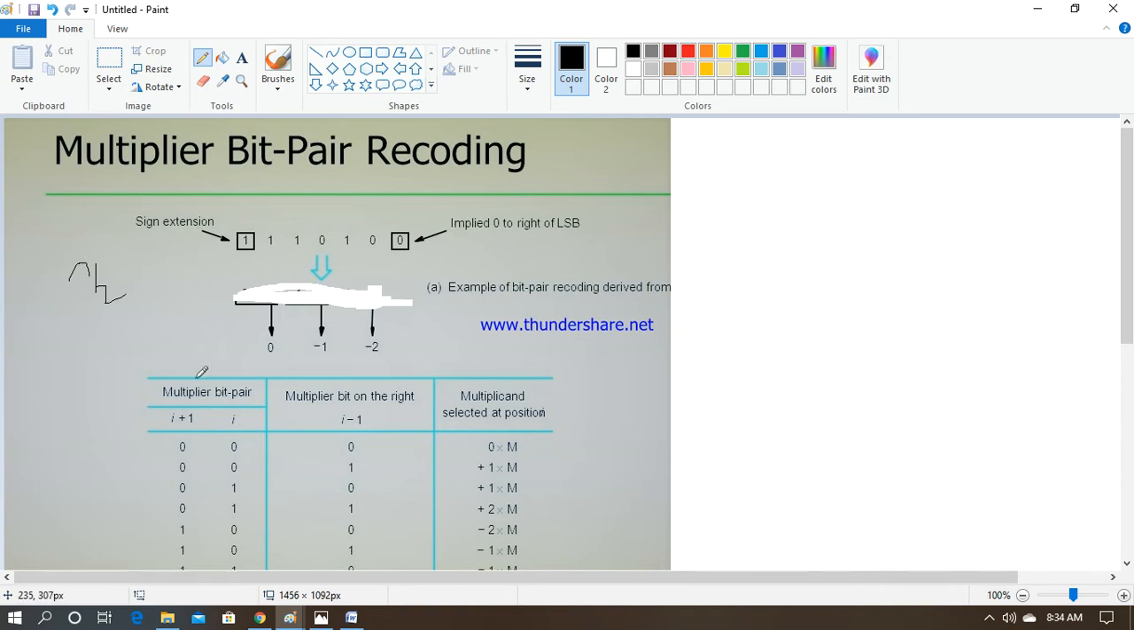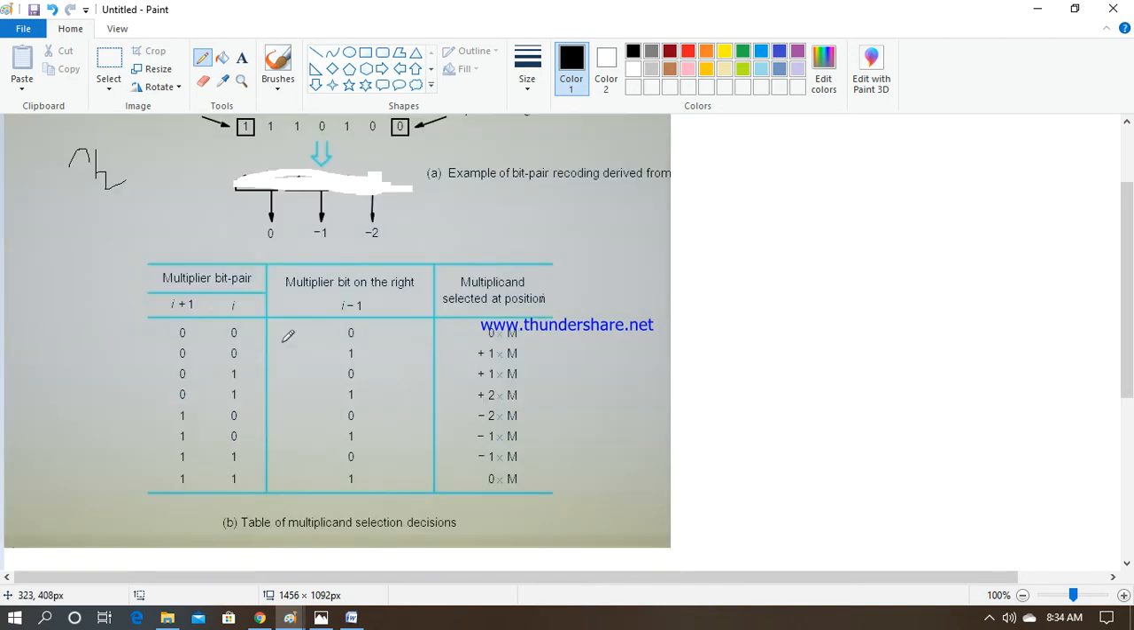Before understanding this example, let's go for the table. This table is very important. When you go for digital electronics or computer architecture topics, there is a derived table we have to follow. The table starts like I plus 1, I, followed by I minus 1. That is the multiplier bit pair, the multiplier bit on the right, and the multiplicand selected position. You have to remember this table if you want to solve multiplication of unsigned or signed numbers. If it is 0 0 0, you take the result as 0 into M.